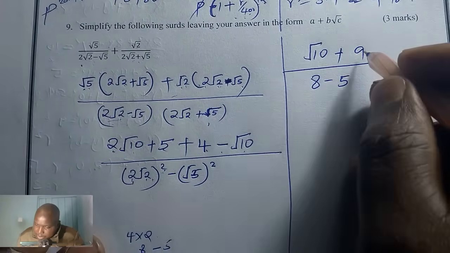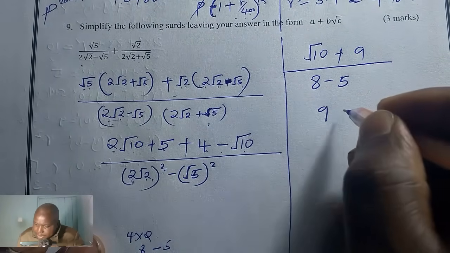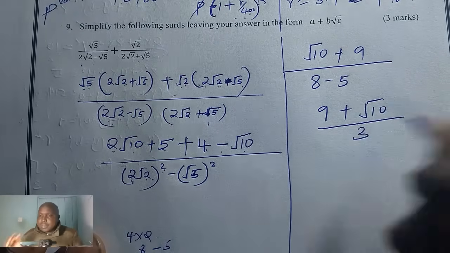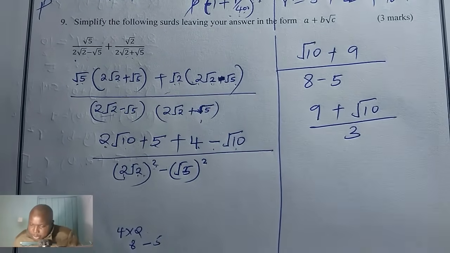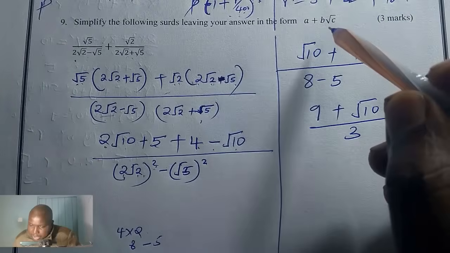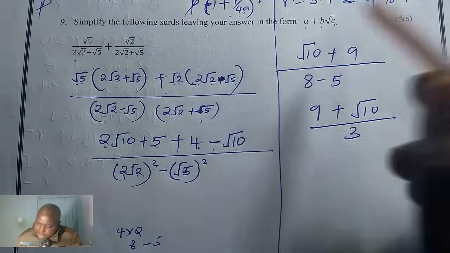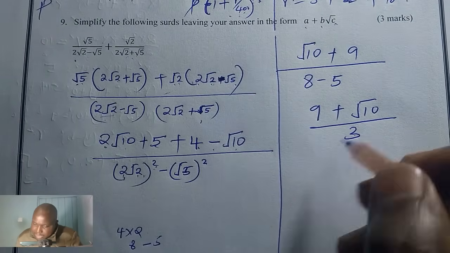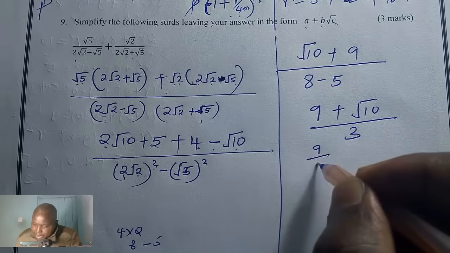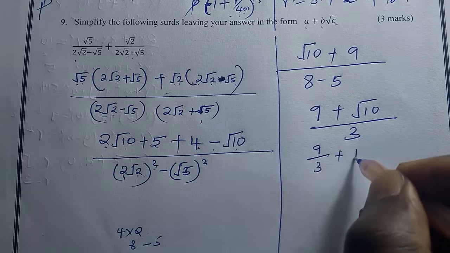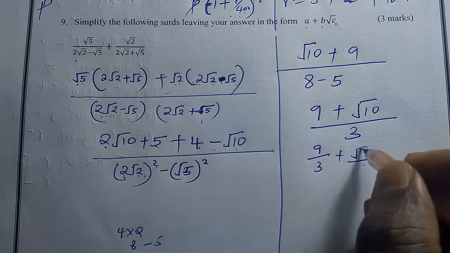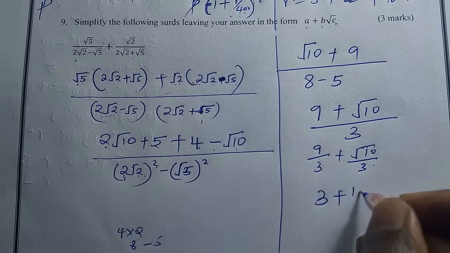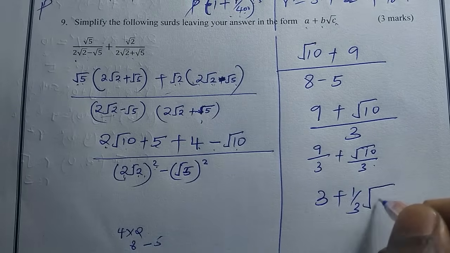So we can rearrange this one, that is 9 plus root 10 over 3. Since we were told to leave it in the form of A plus B, then you can divide by 3 individually. This is like 9 over 3 plus root 10 over 3. This is 3 plus 1 over 3 root 10.